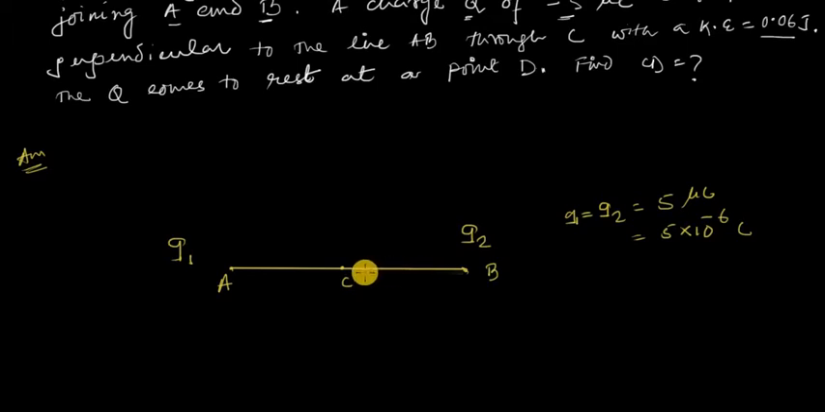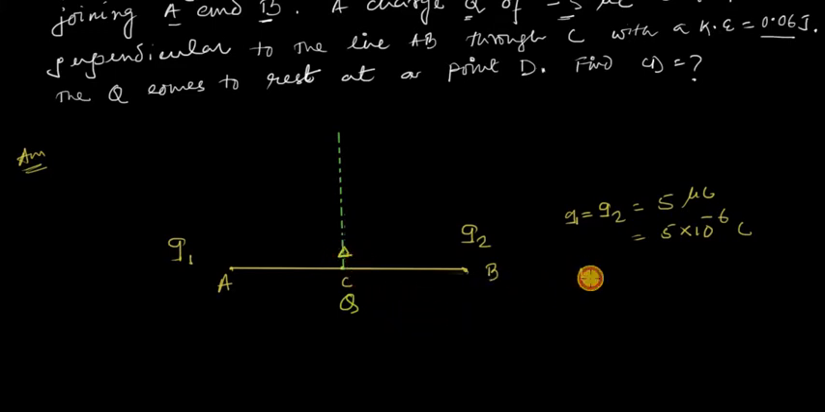The charge from C is shot perpendicular. Let's draw a perpendicular line. This is our perpendicular line. Charge capital Q is shot from here in this direction with kinetic energy.